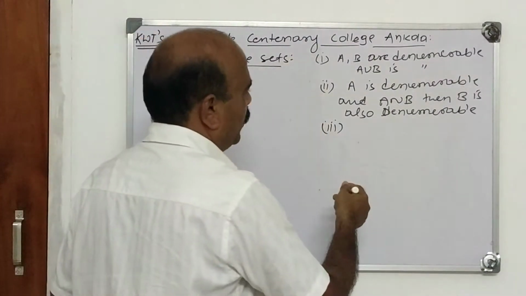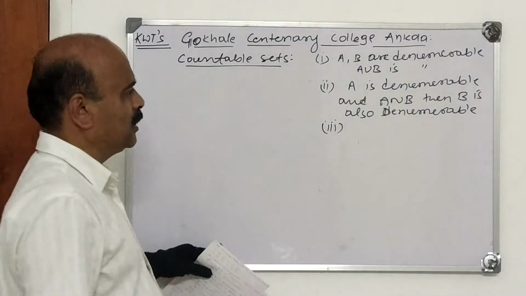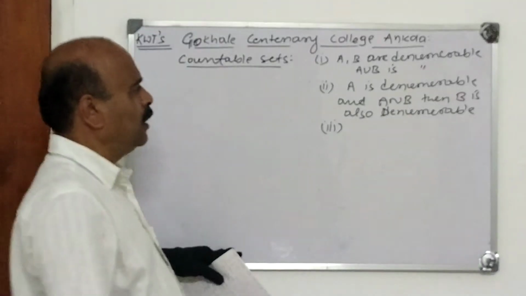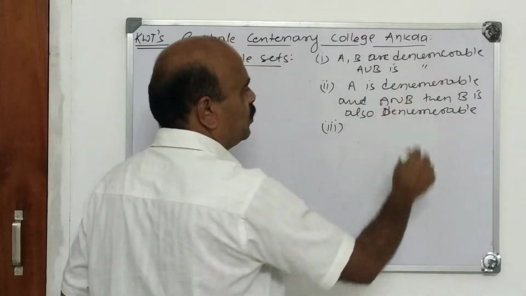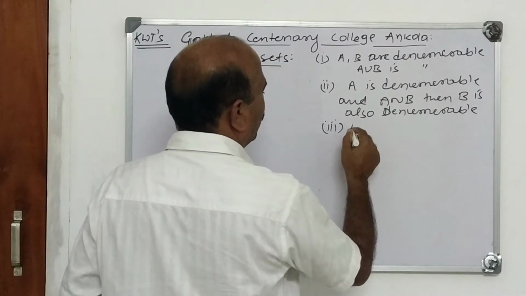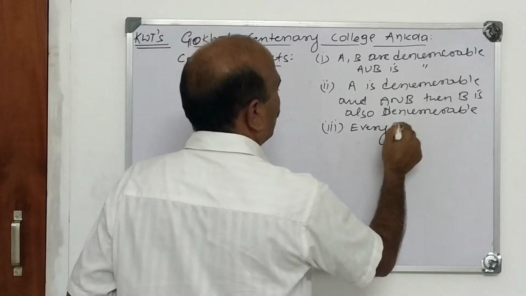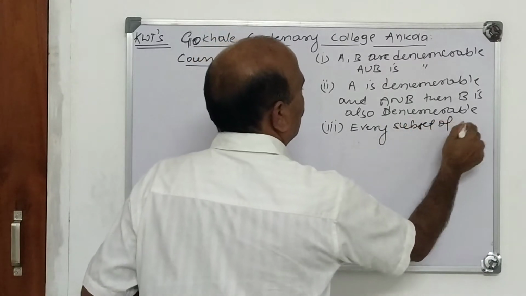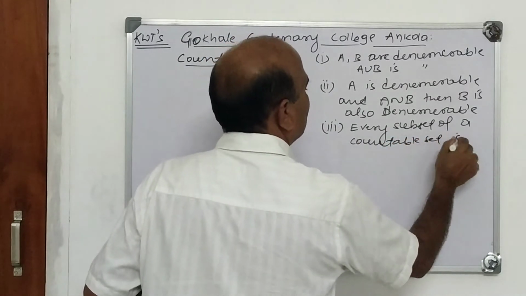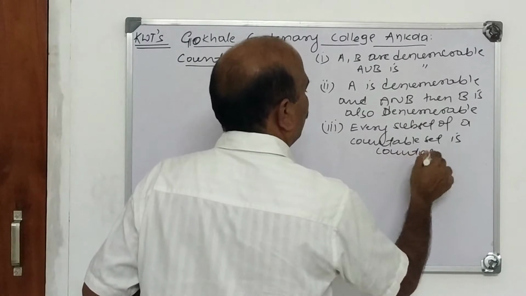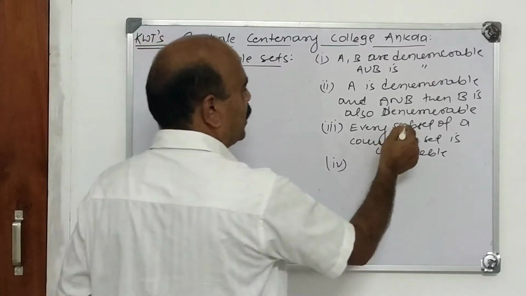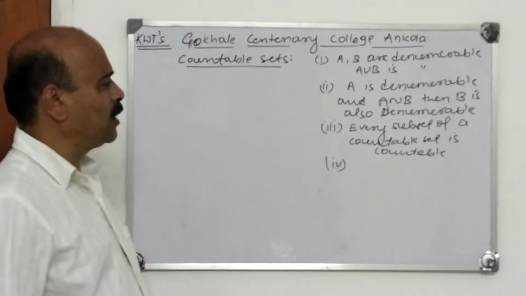Next I continue the different results on countable sets. First is, if A and B are denumerable, A union B is denumerable. Second, A is denumerable and A is equivalent to B, then B is also denumerable. Next is, every subset of a countable set is countable. This was an important theorem that we have proved.